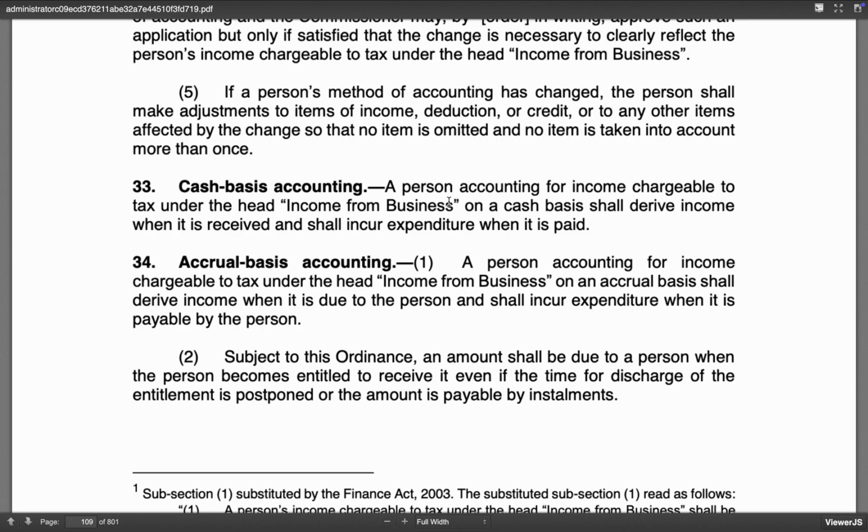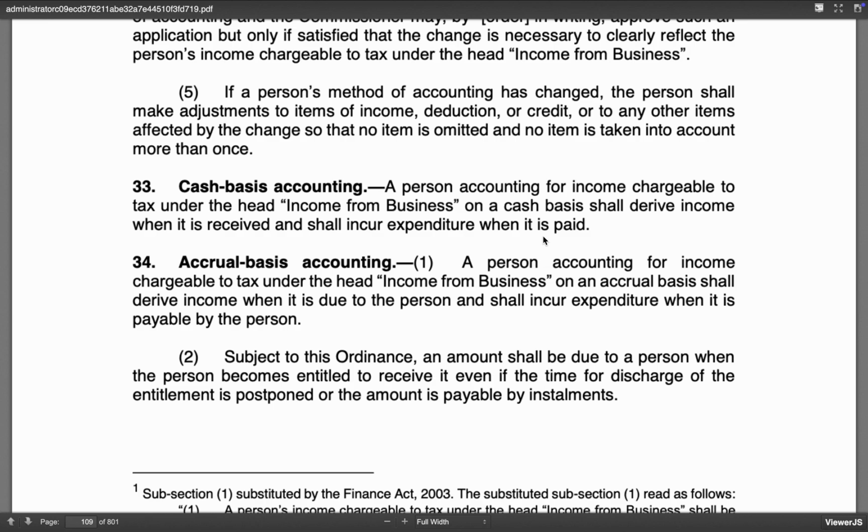But here, when we are talking about cash basis, so cash basis is normally allowed to individuals, sole proprietors, and partnership business. A person accounting for income chargeable to tax under the head income from business on cash basis shall derive income when it is received or shall incur expenditure when it is paid.